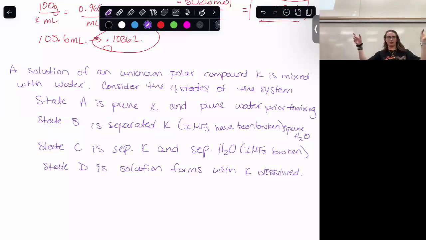So you have K and you have the pure water. State B is separated K, so we have the pure water here, and we separated K and broke its IMFs. State C is that you've already broken K, and now you're breaking your water IMFs. And state D is when that solution forms. Okay.